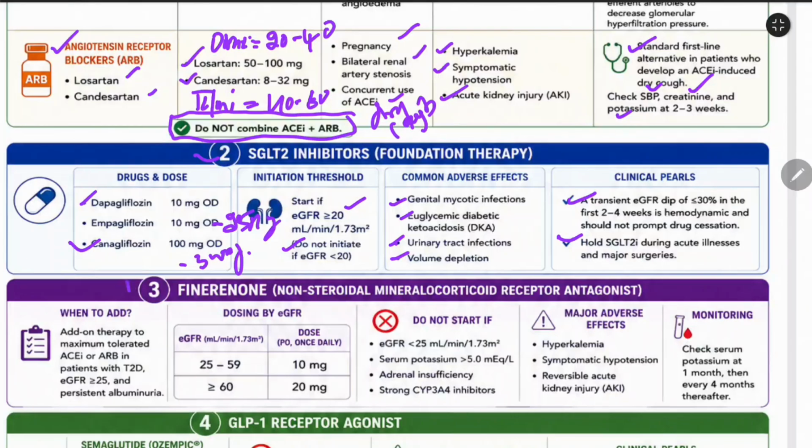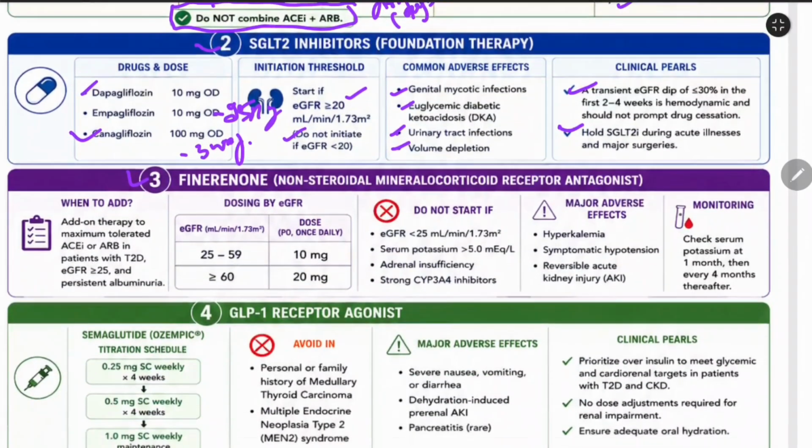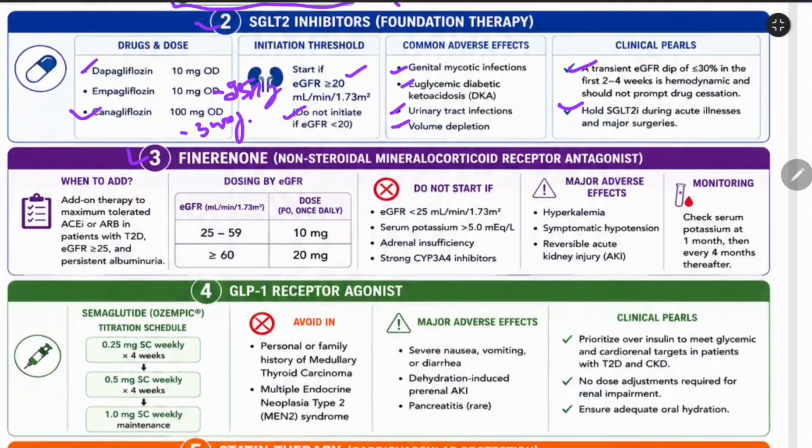The third drug which we are going to start is finerenone, a non-steroidal mineralocorticoid receptor antagonist. When to add? It is an add-on therapy to maximum tolerated ACE inhibitor or ARB in patients with type 2 diabetes mellitus. It is added when the eGFR is more than or equal to 25 and the patient still has persistent albuminuria. Even after using ARB and SGLT2 inhibitors, if the patient has albuminuria, then you should start finerenone.